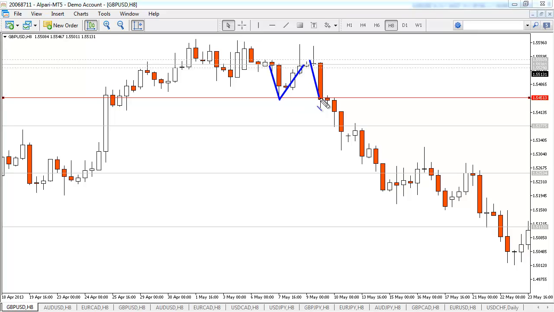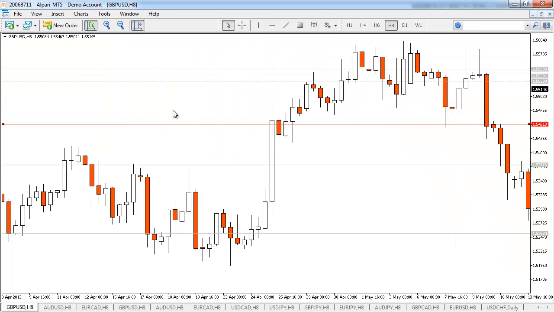As price came down through here, you could see it stalled for one candle before pushing back through. As price came up here, you could see it stalled for 2 candles before pushing through. So it looks like price is stalling here. It looks pretty decent already, but we'll drag it back a little further.